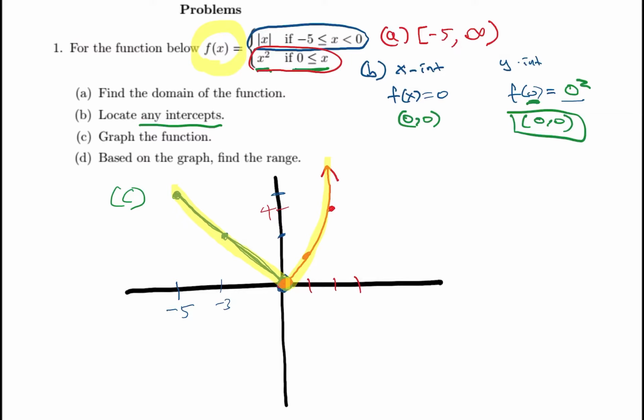Now let's do part D. Based on the graph, find the range. Range is the collection of output quantities. In this case, we can see that it starts from 0 and goes up. So the range includes 0 and goes to positive infinity.